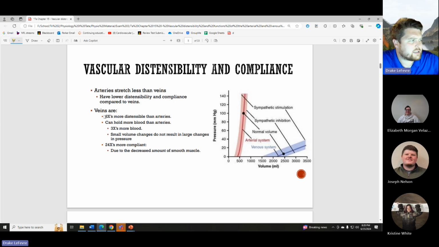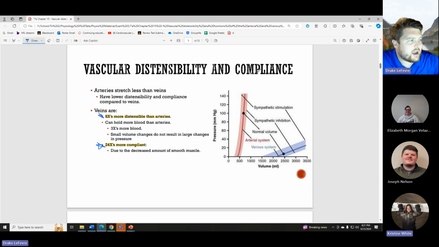This is another way he could test the difference between compliance and distensibility. Veins are 8 times more distensible than arteries, and they're 24 times more compliant. That more than likely will be a little detail that he will like to test on. Most teachers do like to test on those kinds of little details.